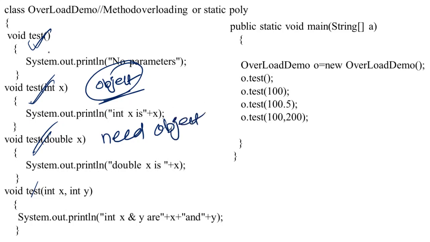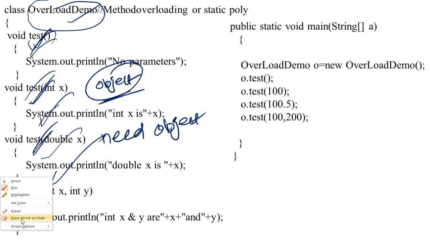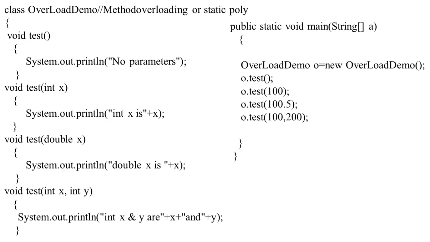Therefore, all these methods are available in a class known as Overload Demo. I have to create an object for this class so that I can call methods. How can I call a method? First, I must identify in which class this method is available. You have to create an object for that class. Yes, all these methods are available in the class Overload Demo. Therefore, I have to create an object for this particular class. I created an object for this particular class.